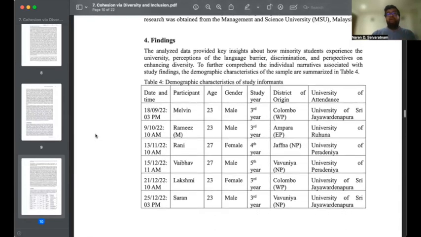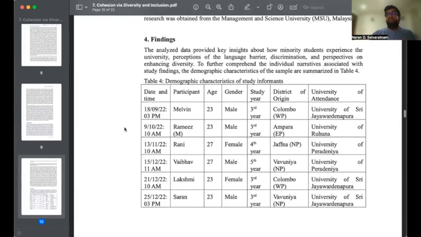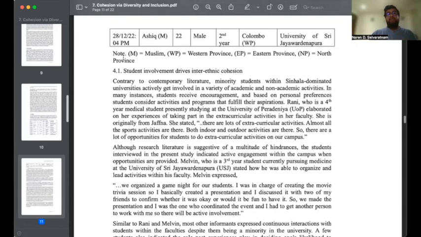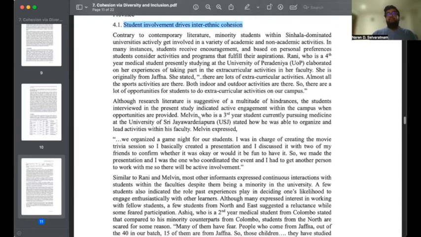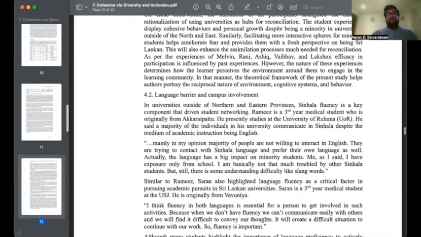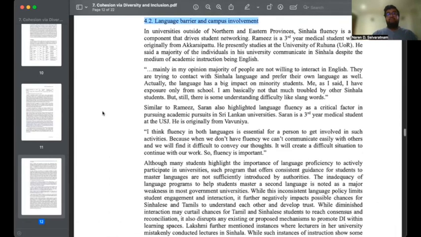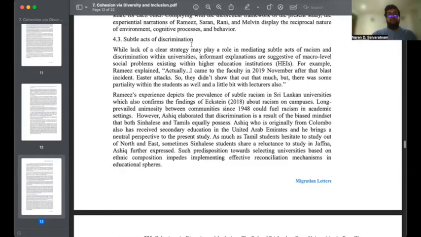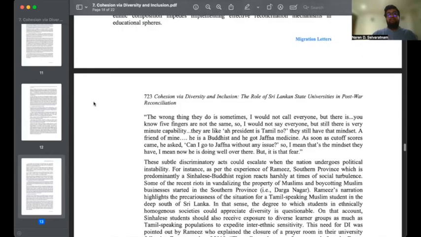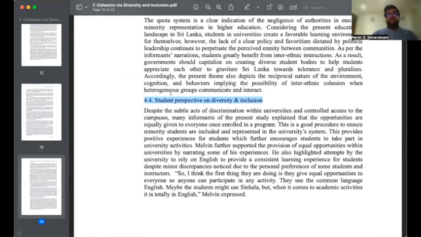And then in our findings, we have given some demographic characteristics of the study informants. And thereafter, each subtopic indicates a specific finding. So student involvement drives inter-ethnic cohesion is a finding. And we have included verbatim quotes from students that we interviewed to help readers understand how exactly we came up with this particular finding. And then see, here's our next one, language barrier and campus involvement. And then we have our third one, subtle acts of discrimination and student perspectives on diversity and inclusion.